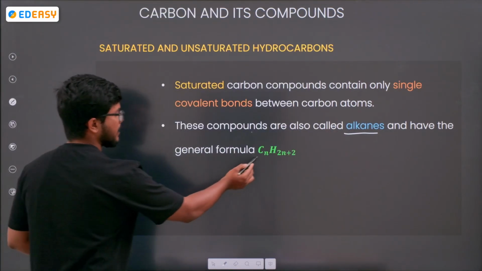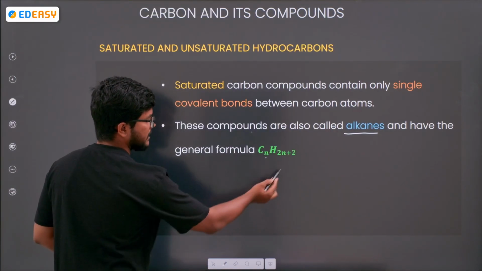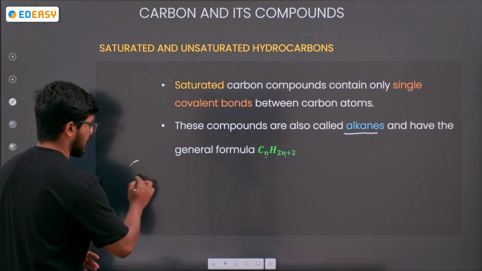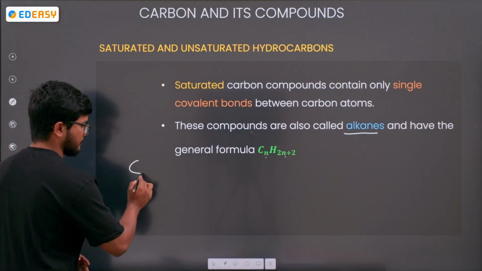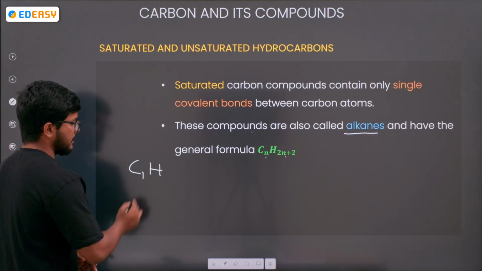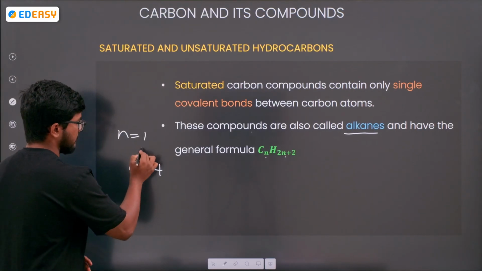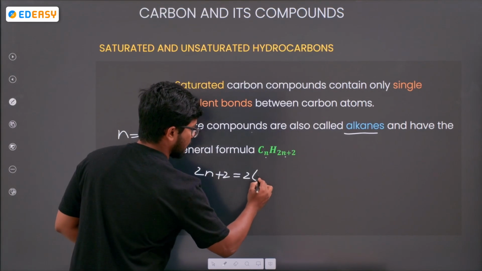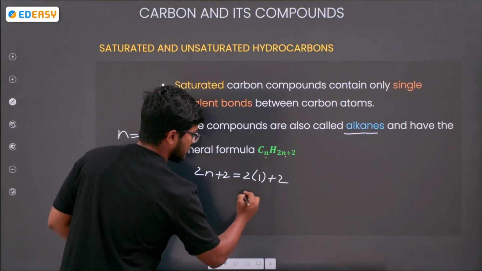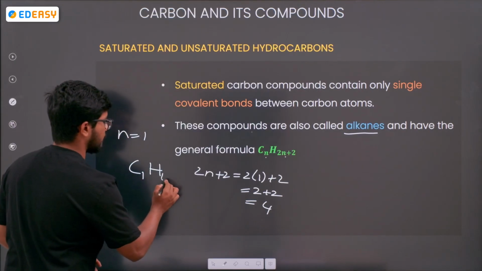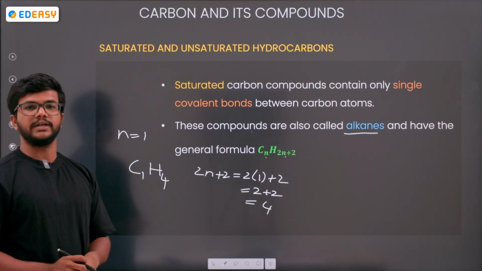For n number of carbons, we need 2n plus 2 hydrogens. Let us assume one carbon is there. How many hydrogens are required? So n is equal to 1 here. The formula is 2n plus 2, so 2 into 1 plus 2. 2 ones are 2, plus 2, which is 4. So for one carbon, we need 4 hydrogens.